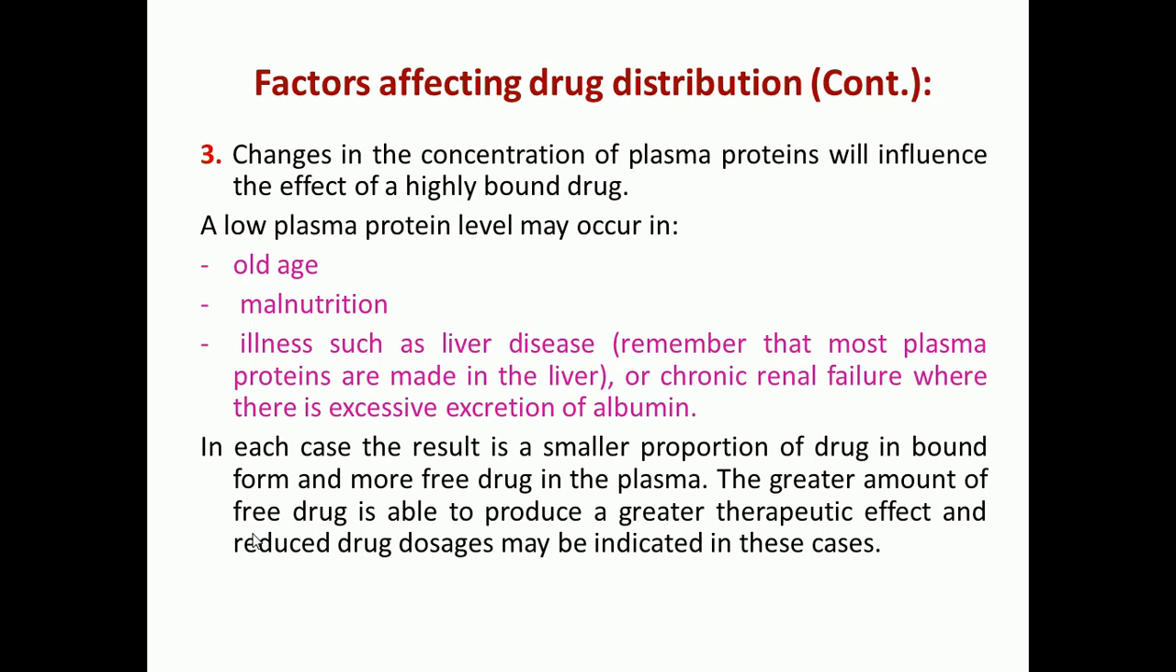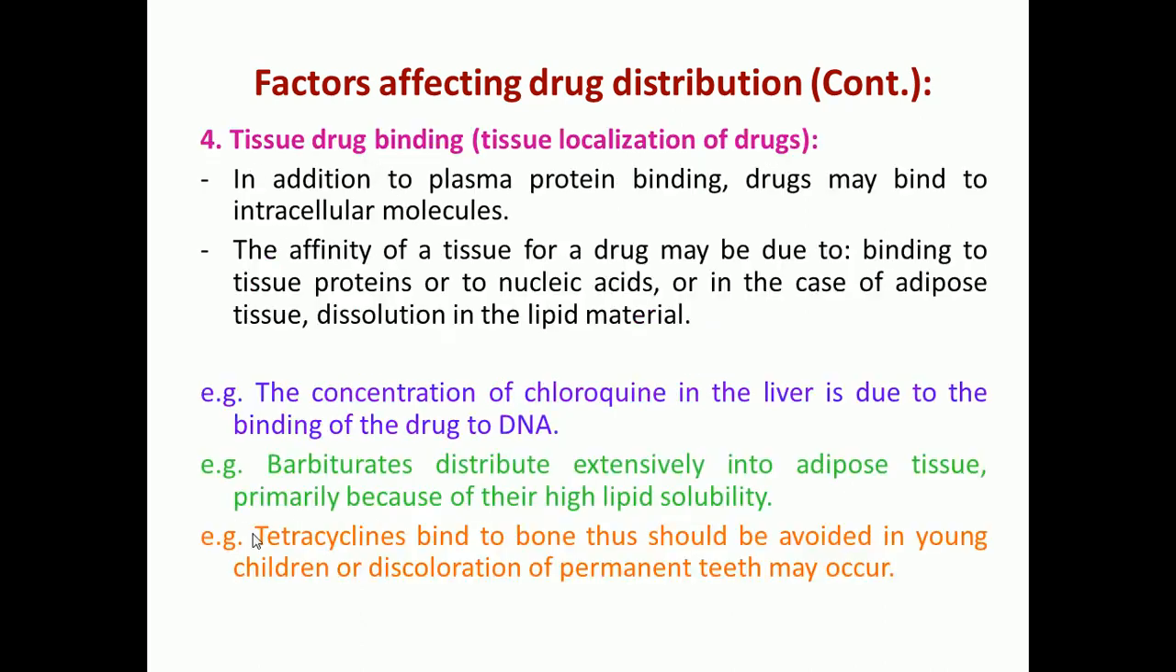So changes in concentration, any disease, any state that has an influence on the number of plasma proteins, for example liver disease, old age, malnutrition. Malnutrition means protein deficiency, because plasma proteins are made up of protein, and if a person is malnourished, deficient in proteins, lesser plasma protein will be formed. Or in liver disease, this may result in significantly higher drug concentration. Free drug concentration will be greater.